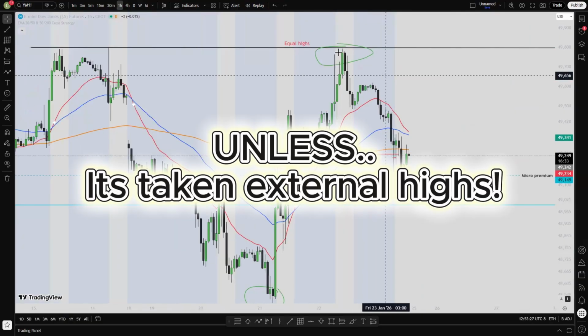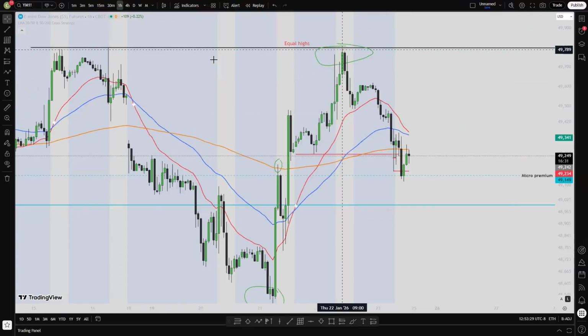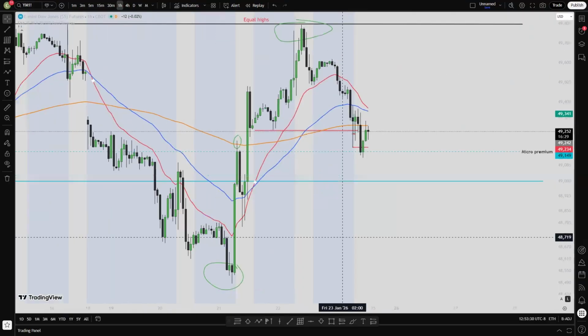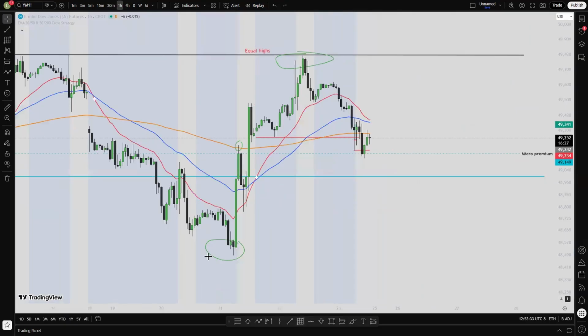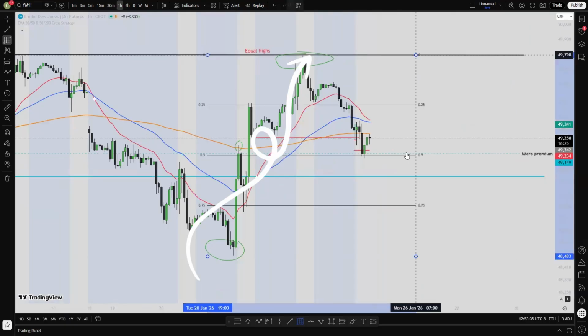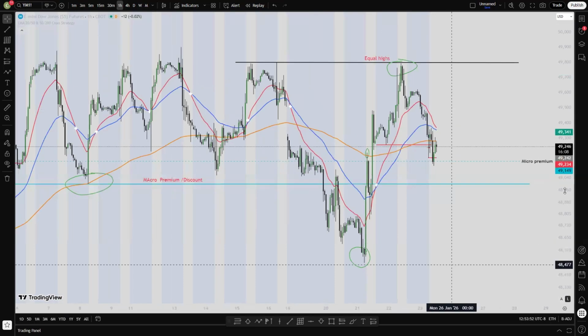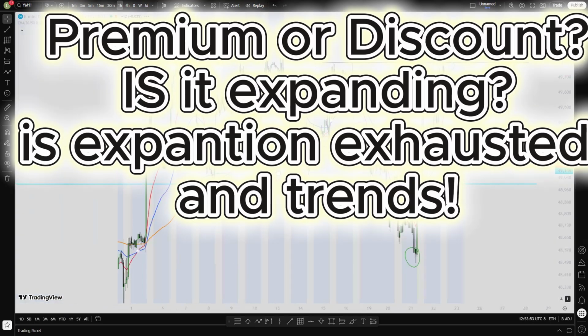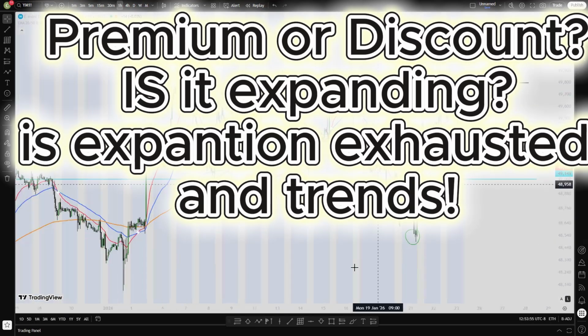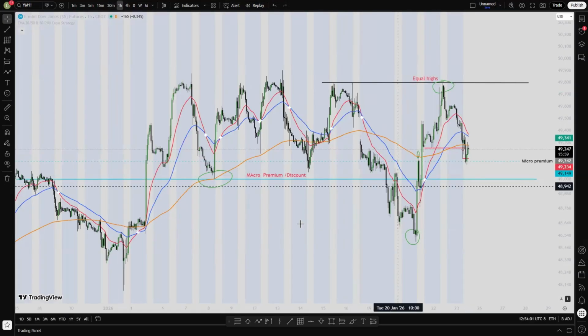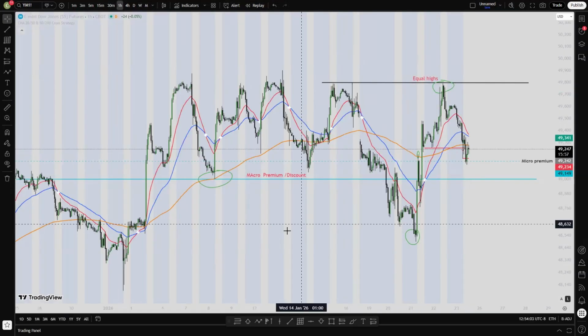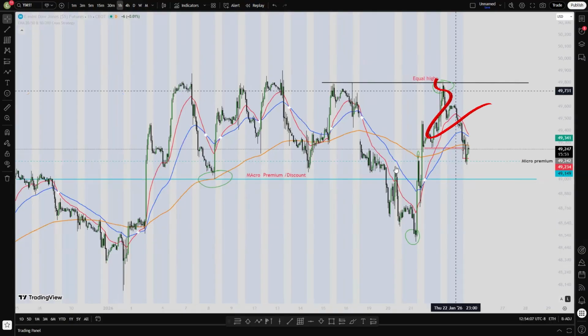And in this case, exhaustion could be that it didn't take the highs, but now all it's doing is returning to the discount of the new leg that was created over here. And that's exactly what it did. So what we're going to do is combine this knowledge of premium, discount, expansion, exhaustion, and the trends, and that will determine whether or not you take the unicorn model. That will determine whether or not you're going to continue. In this case, you want to take a continuation model with the trends.